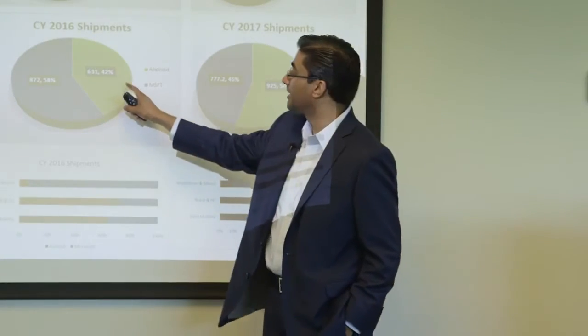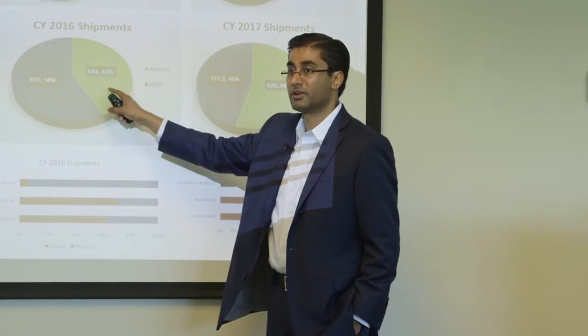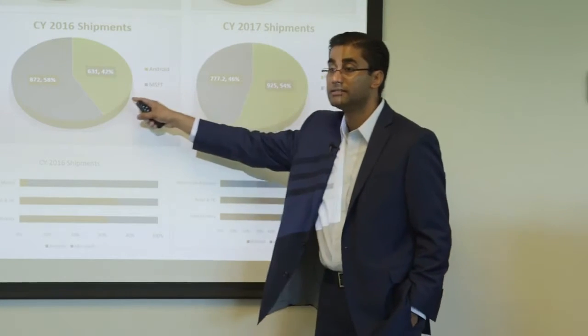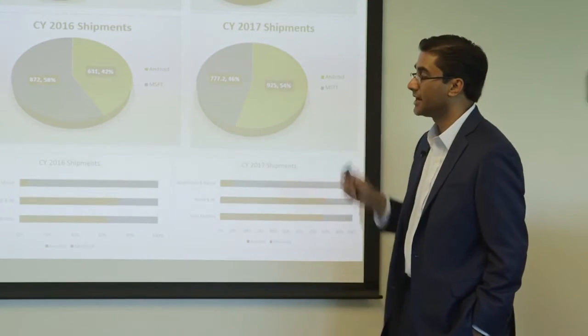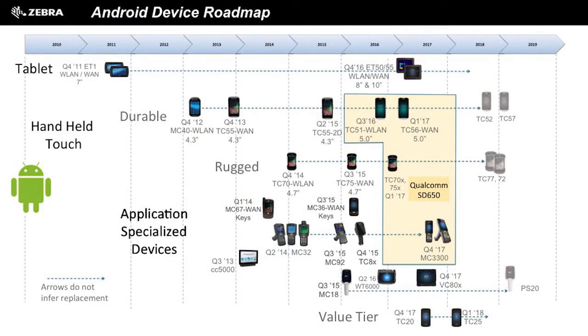If you see that, in 2016, 42% of our devices shipped were running on Android. In 2017, that was 54%. So we again see a huge shift happening in the direction of more and more people choosing Android.